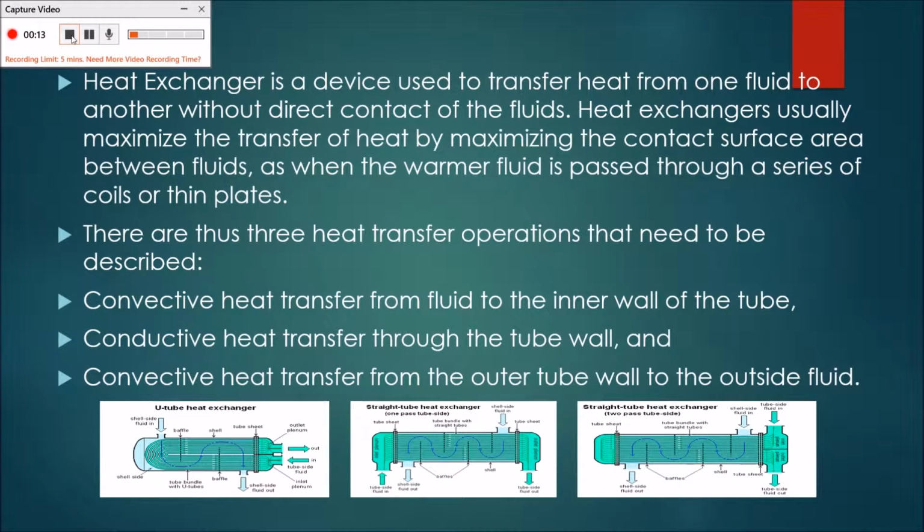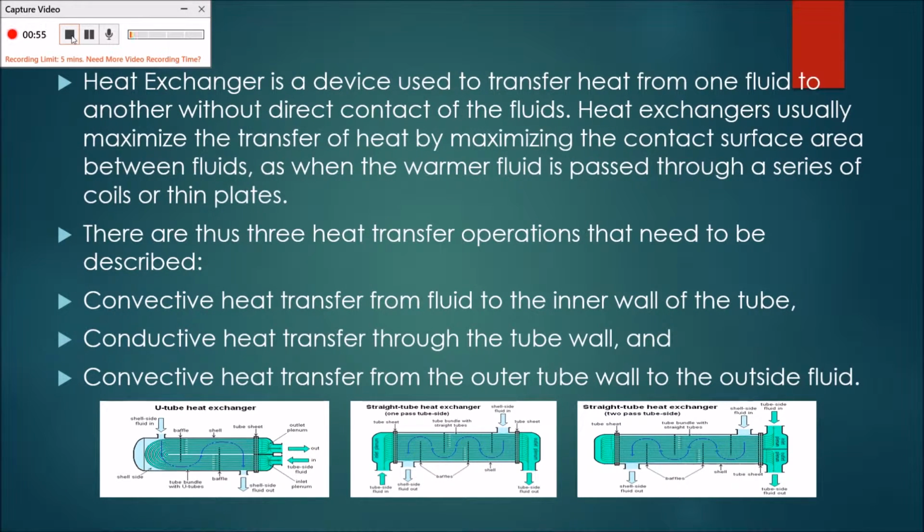Basically, a heat exchanger is a device used to transfer heat from one fluid to another without direct contact of the fluids. Heat exchangers usually maximize the transfer of heat by maximizing the contact surface area between fluids, as when the warmer fluid is passed through a series of coils or thin plates. Generally, there are three types of heat exchangers in the industrial plant. They are the U-tube heat exchanger, the straight tube heat exchanger with one pass tube side, and last but not least, the straight tube heat exchanger with two pass tube side.